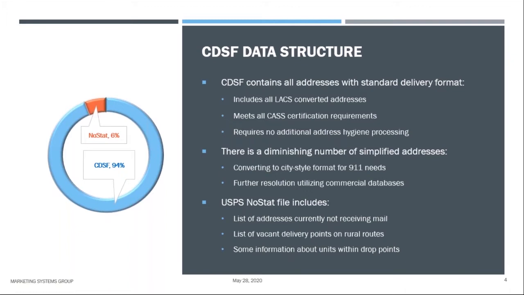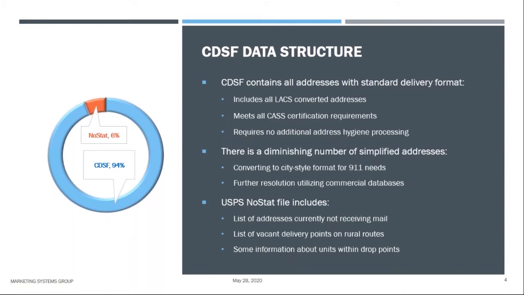For simplified addresses, and these are addresses that receive no mail service, before the 911 conversion campaign, the count of simplified addresses was about 10 million. But since that campaign wanted to make all addresses locatable for emergency response, that 10 million has now dropped to about 100,000.